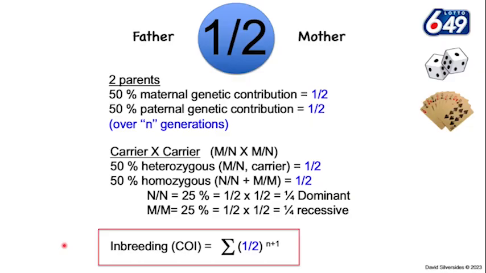To understand the mathematics behind inbreeding and our coefficient of inbreeding, we go back to this factor of 1 over 2. The fact that half of our genetic contribution came from our mother and half of our genetic contribution came from our father. Once again, this is the genetic lottery between the generations as a result of our sexual reproduction. Now we're going to use this 1 over 2 factor in our calculation of our inbreeding coefficient.